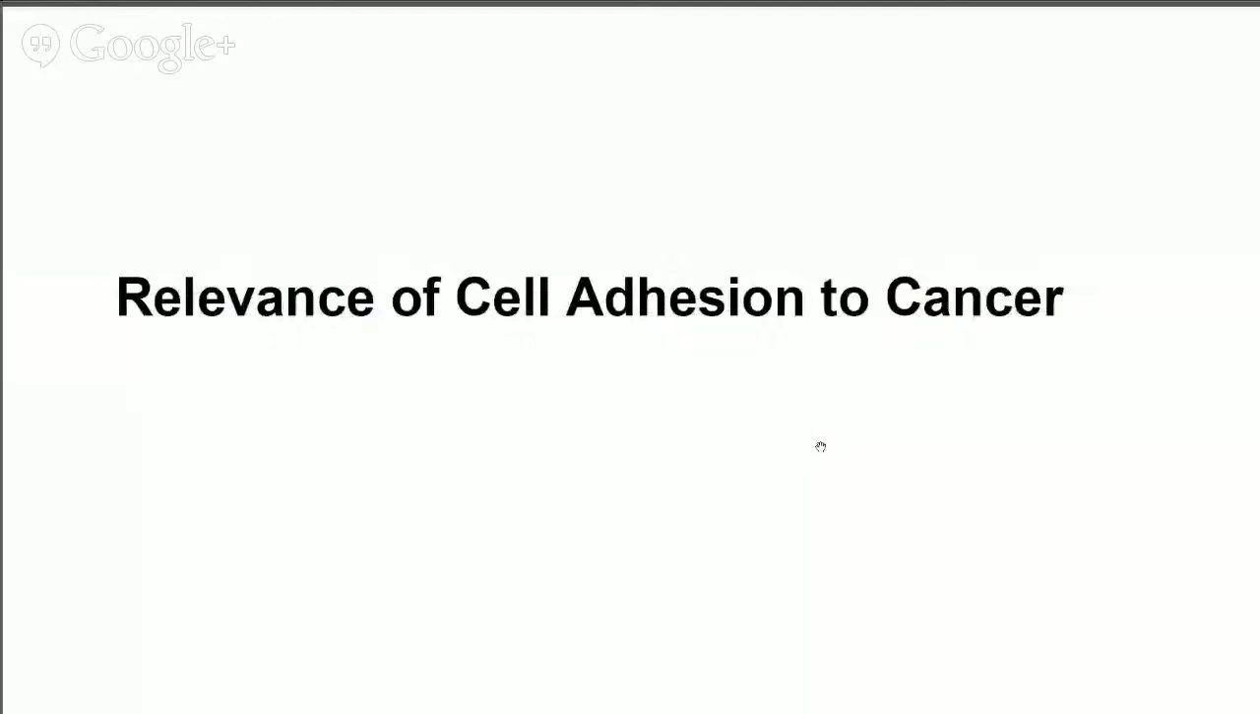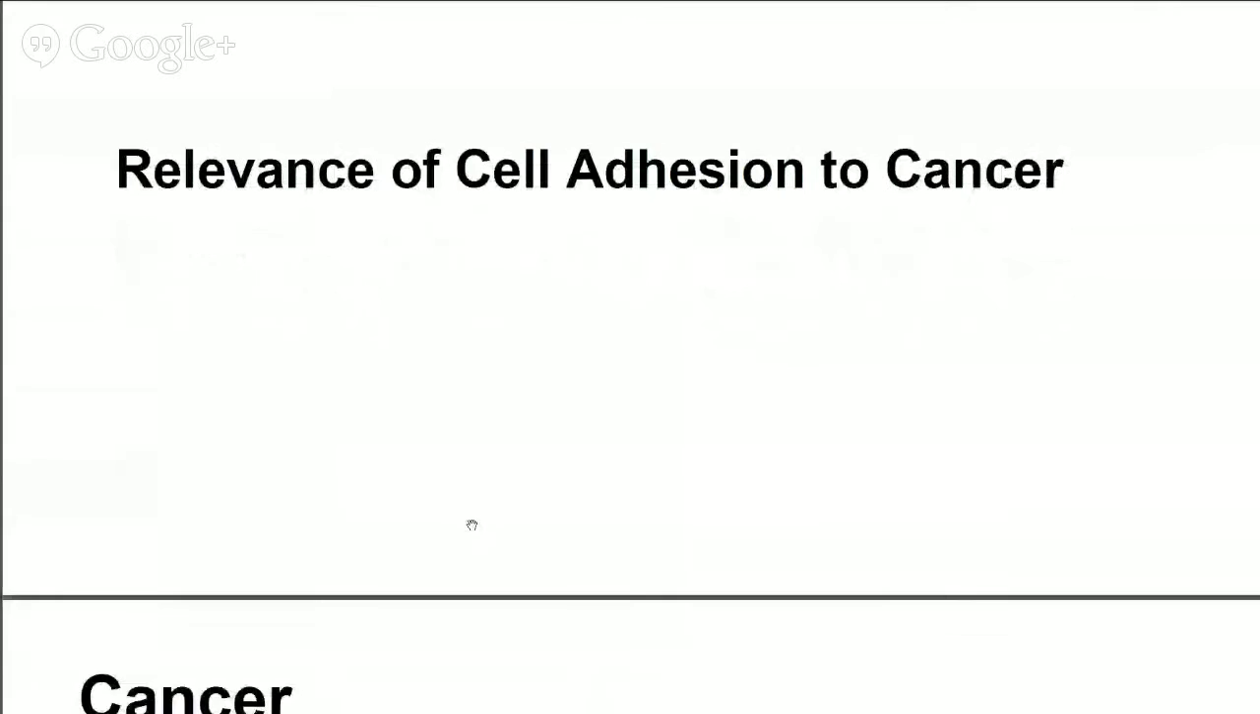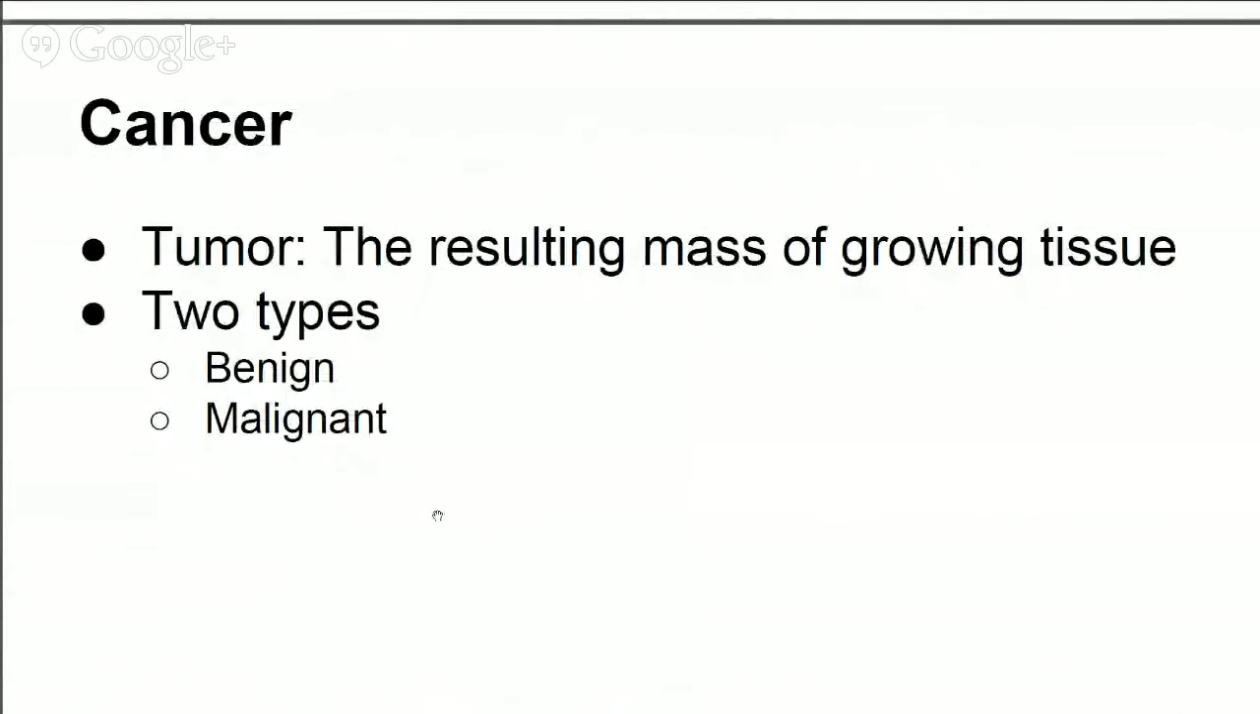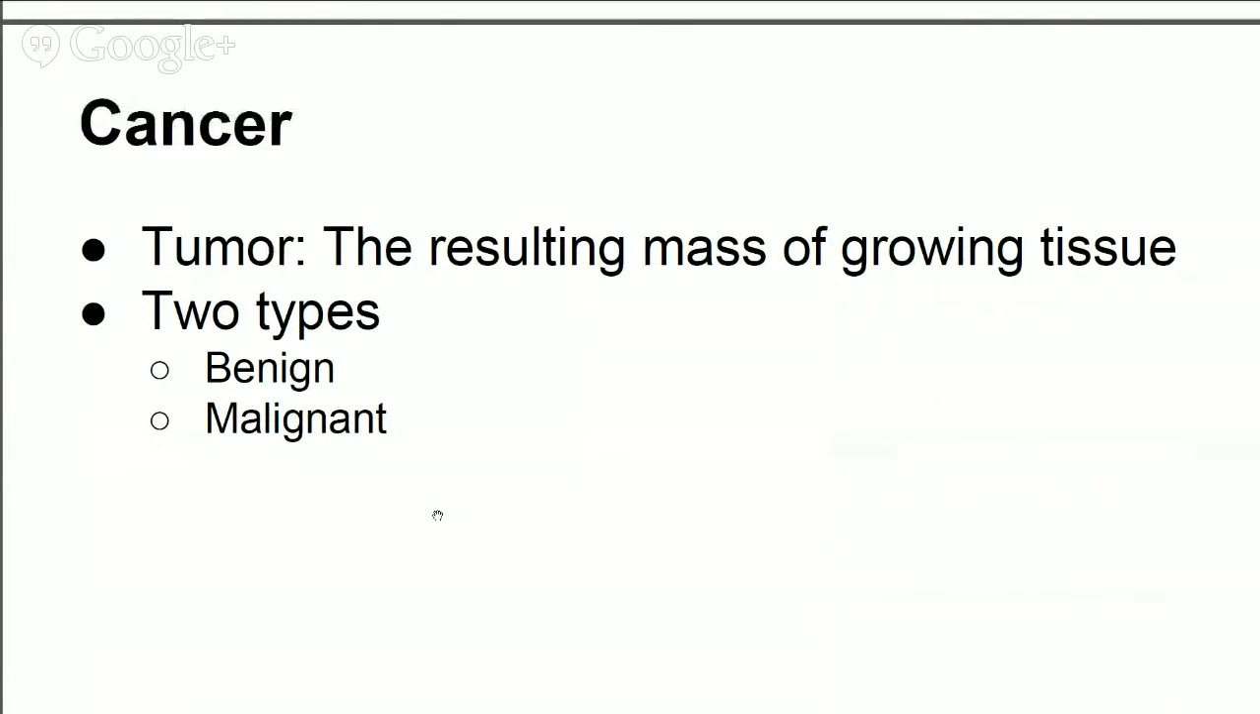My name is Janetta, and now we're going to get into the relevance of cell adhesion to cancer. Cancer is basically a collection of related diseases, but what all the diseases have in common is that the cells grow and divide uncontrollably, and then some even begin to spread throughout the body. Cancers form solid structures as tumors, and tumors are just mass growth of tissues.